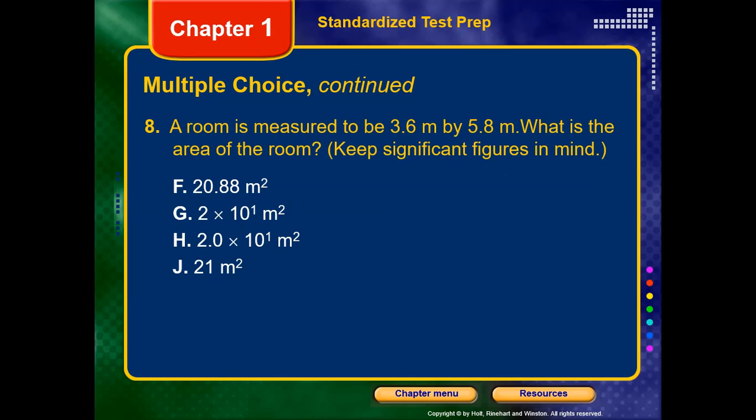A room is measured to be 3.6 meters by 5.8 meters. What is the area of the room, keeping significant figures in mind? 3.6 times 5.8 if you want to calculate the area, and the result will be 21 square meters.